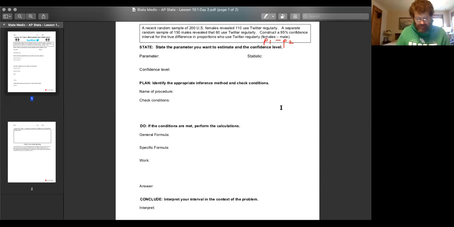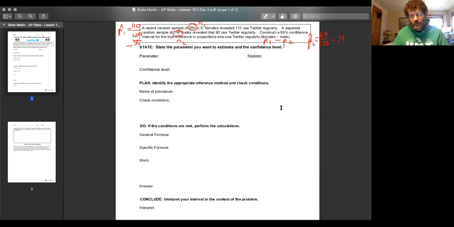So now we know that the 200 US females is n sub 1. And p hat sub 1 is going to be 110 divided by 200, which is 0.55. All right, so p2 is going to be right here. For men, that's going to be n sub 2, 60 out of 150. So p hat sub 2 is going to be 60 out of 150, which is 0.4.